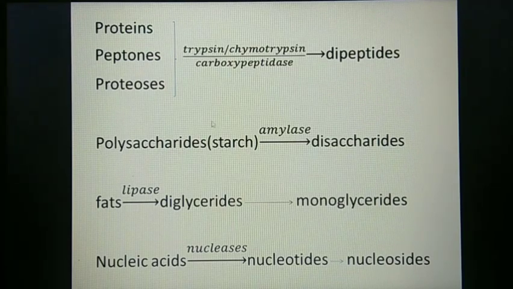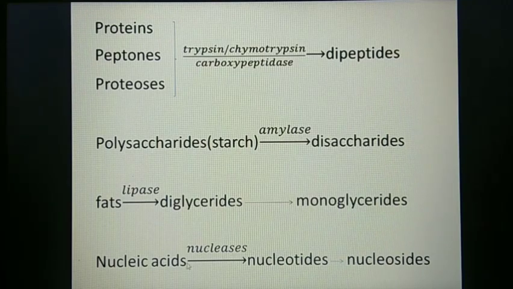Then polysaccharides or starch are converted into disaccharides in the presence of amylase. Starch is a polysaccharide which is converted to a disaccharide in the presence of the amylase enzyme. Then fats get converted to their next simpler form called diglycerides in the presence of the enzyme lipase. Fats get converted to diglycerides, which again get converted to monoglycerides. In this way fat digestion also takes place.